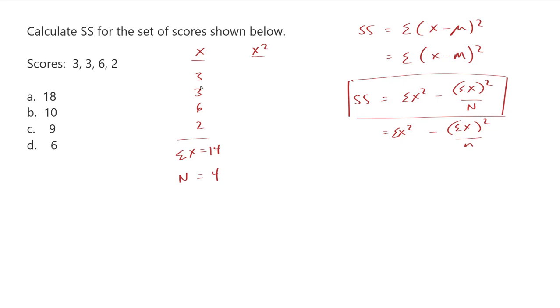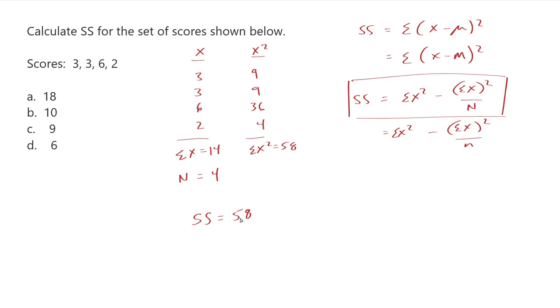So I'm going to square each one of these values: 9, 9, 36, and 4. Add these up. So 9 plus 9 is 18. 18 plus 36 gives me 54. Plus 4 is 58. So my sum of x squared is 58. So now I can find my sum of squares. It is the sum of x squared.